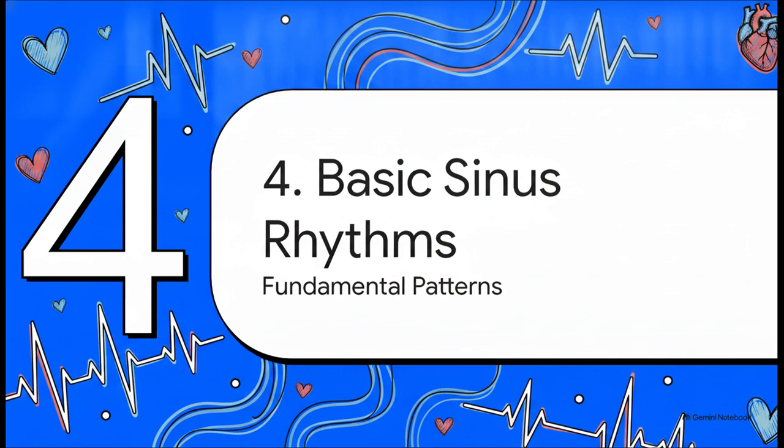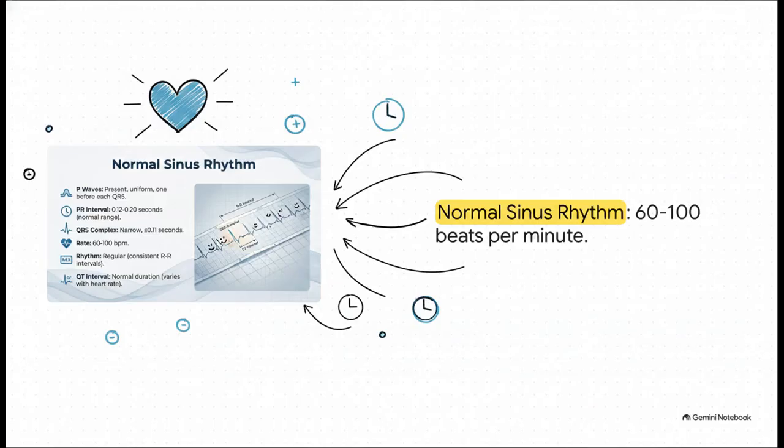That brings us to Section 4, Navigating Basic Sinus Rhythms. Check out how perfectly a normal sinus rhythm aligns with our 5 steps. The rate is a super comfortable 60 to 100 beats per minute, the RR intervals are wonderfully regular, and we have perfectly proportioned uniform P waves followed by nice, narrow QRS complexes.